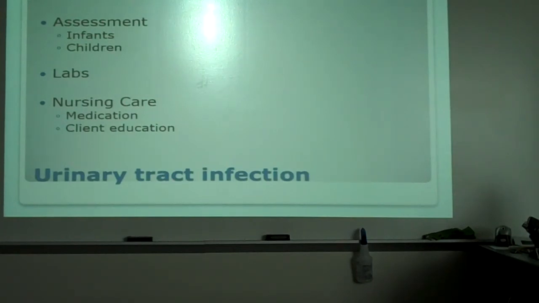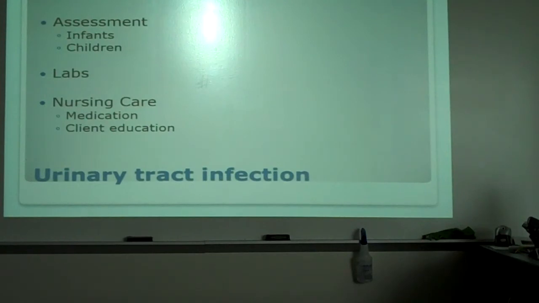So labs, we're going to do a UA, and we already talked about that. So we're going to do a UA and see if they're positive for urinary tract infection, and if so, we're going to set up a culture and figure out what is causing this urinary tract infection, what organism, because we want to make sure they're on the right antibiotics.